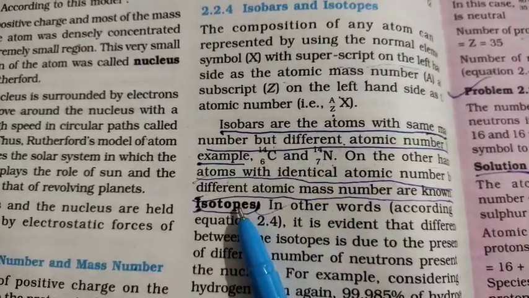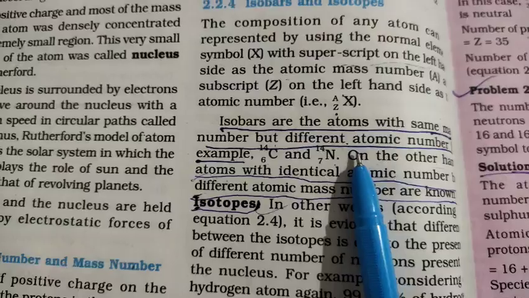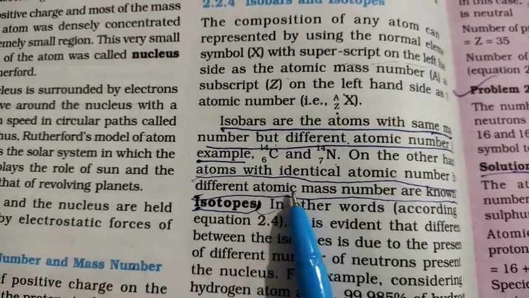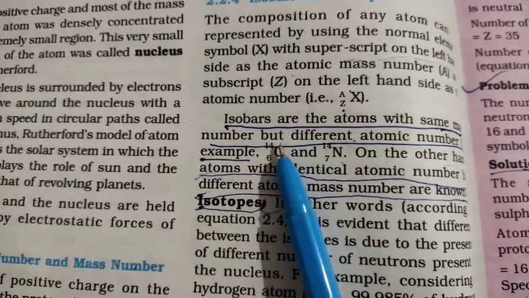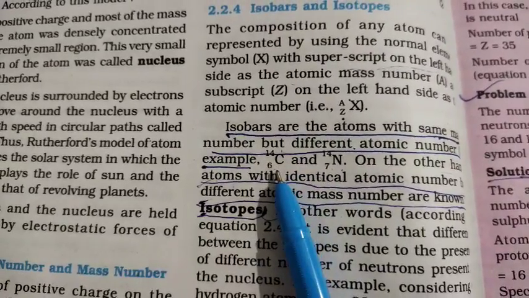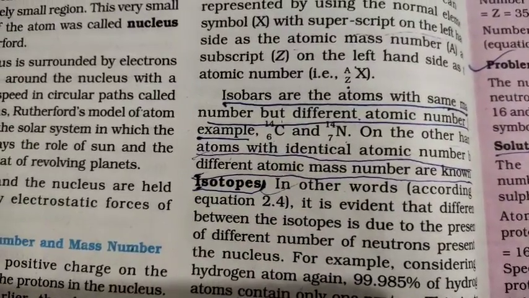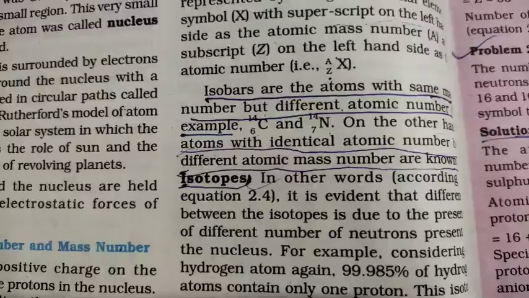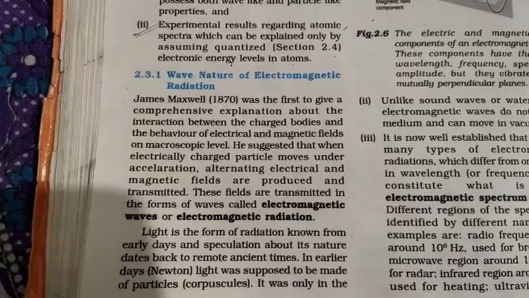Hence these two atoms are known as isobars. And the opposite is for isotopes. Isotopes have the same atomic number but different mass number. In isobars, same mass number but different atomic number. In isotopes, same atomic number but different mass number. And we represent the atomic and mass number as follows: 14 is written in the superscript, and 6, which is written at the bottom, is the subscript. So this is how you represent the mass number and atomic number of an element, and these are the isotopes and isobars. Now we will move on to another topic, which is electromagnetic waves or electromagnetic radiation.